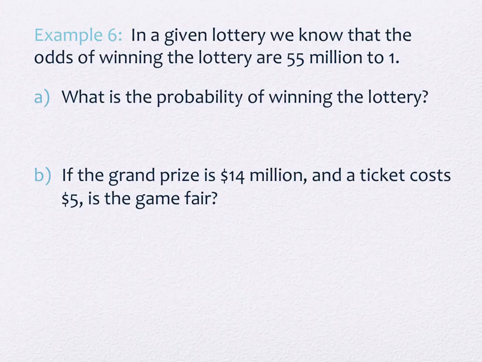Those are some high odds, right? 55 million to 1. Okay, so the first thing I want you to think about is what is the probability of winning the lottery? We talked before about how odds, because this says odds, and probability are related. The first thing I want to make sure you're careful of is that this is not 55 to 1. It's 55 million, right? So just writing that out in numerical form is probably a good idea.